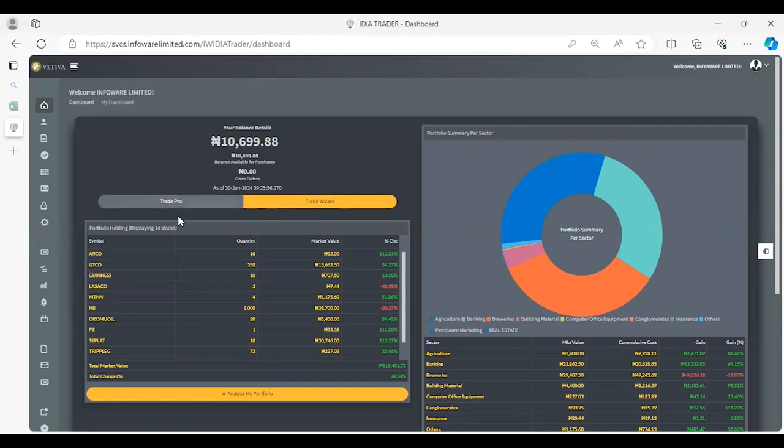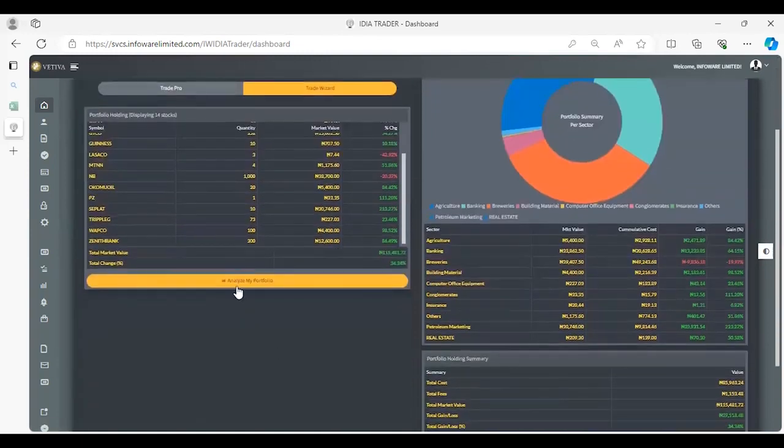Leveraging the power of artificial intelligence, AI, built into the InfoWARE IDIA Trader, the first thing is what we call Analyze My Portfolio. This is the first of its kind AI-assisted financial analyst. You would normally have to go to an analyst to help you analyze your portfolio and make decisions about which stock to review. Now, by leveraging the power of AI, we are giving everybody an opportunity to use this AI-assisted analyst to look at your portfolio.